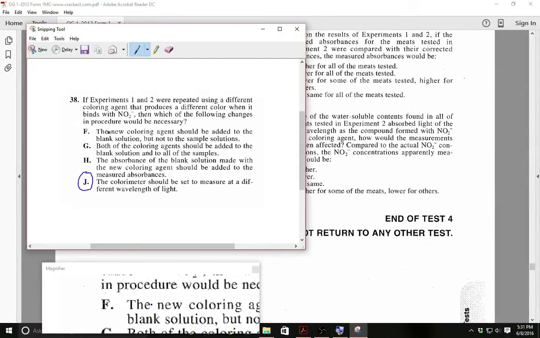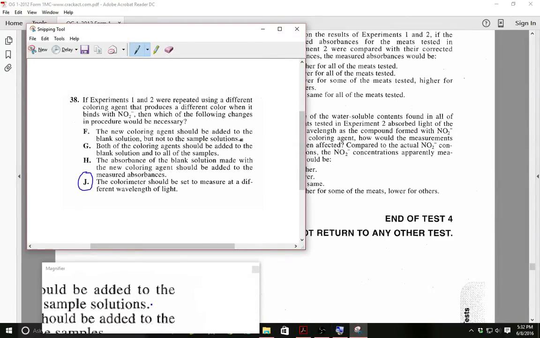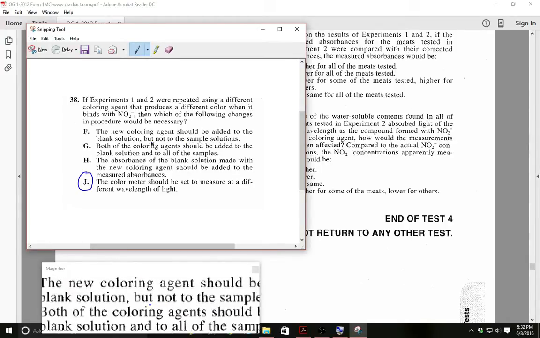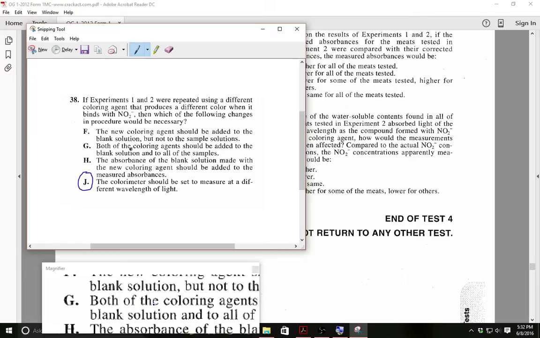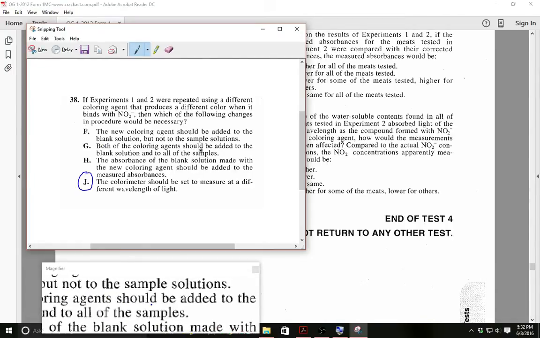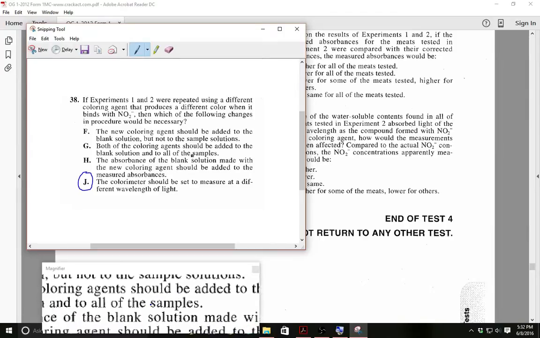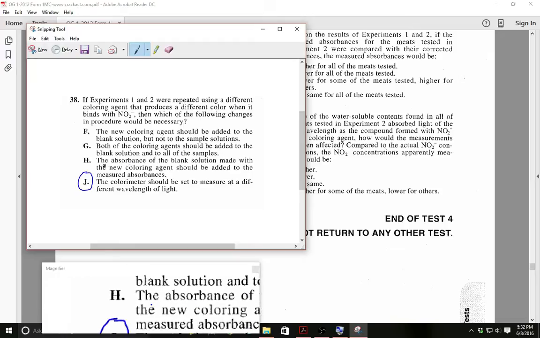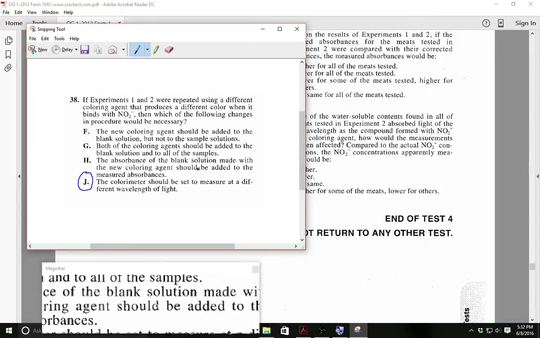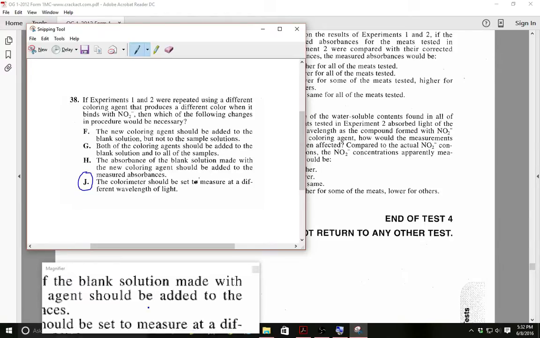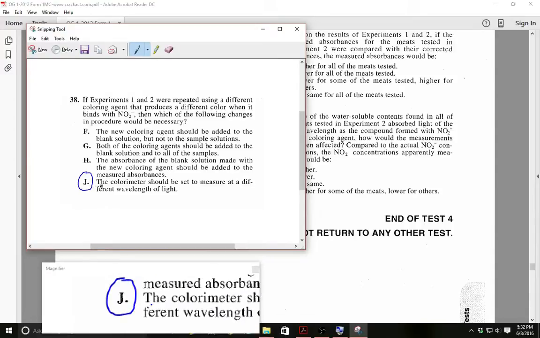The new coloring agent should be added to the blank solution but not to the sample solutions. That doesn't make sense because it's a blank solution. Both of the coloring agents should be, the blank solution is the control, by the way. Both the coloring agent should be added to the blank solution and to all of the samples. That doesn't make sense. Then we lose our control. The absorbance of the blank solution made with the new coloring agent should be added to the measured absorbances. I don't know what that means, but that's gibberish too. You can narrow your answer down to J.